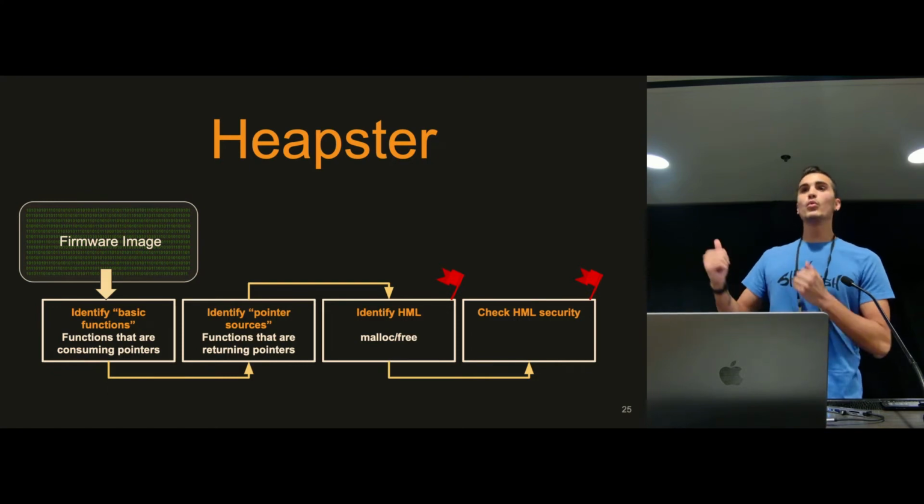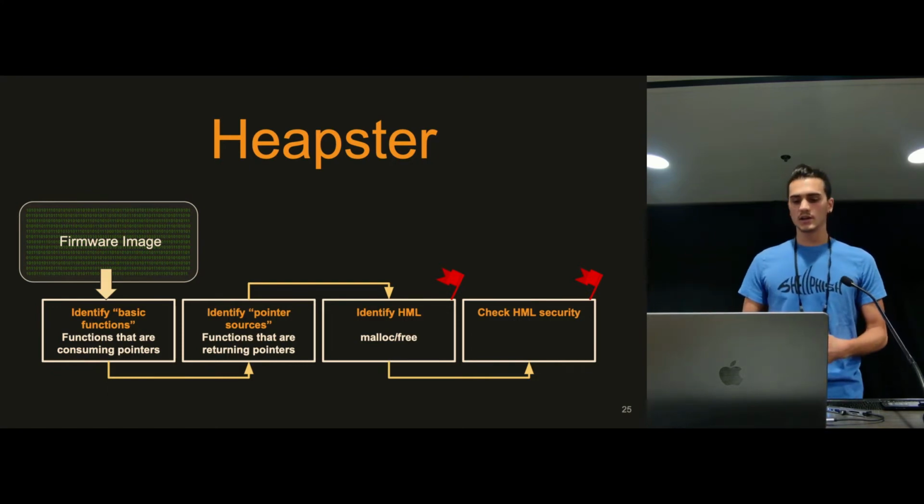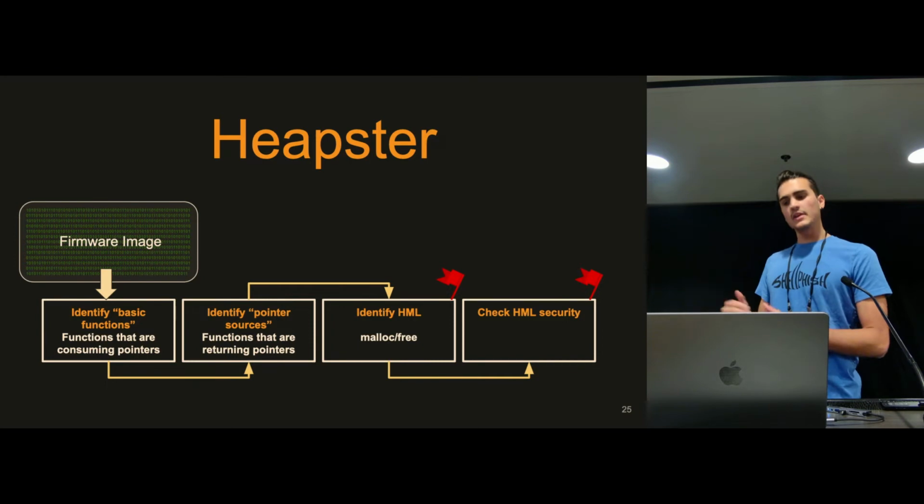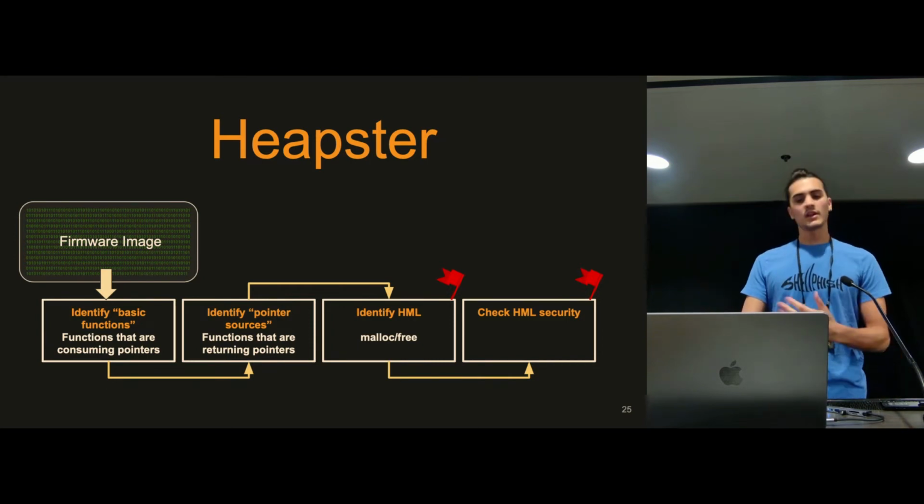Then we want to find who is the source for these pointers, the pointer sources, as we call them. Third, in this subset, we want to identify malloc and free. And finally, check the security. We're going to dive into all the steps in the following slides.